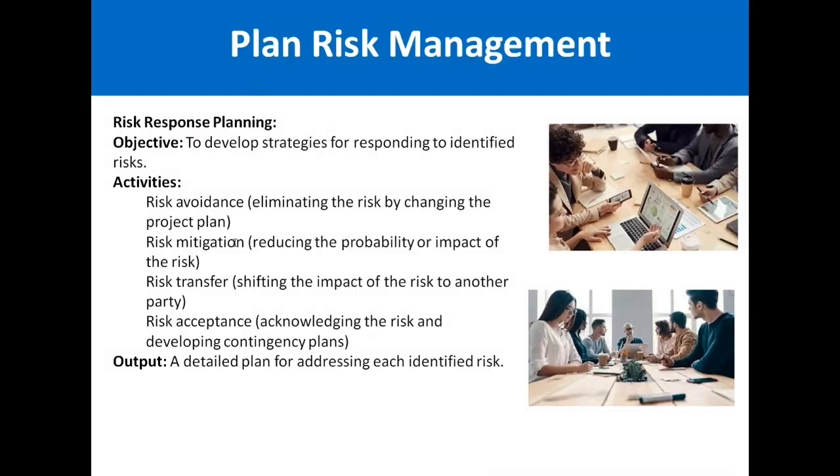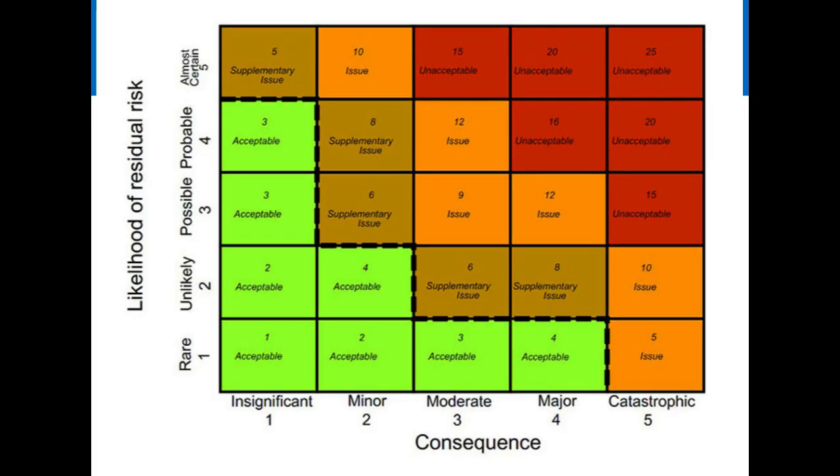Or you can do risk mitigation, like reducing the probability or impact of the risk. For example, if your team is not hands-on with the new technology, you can arrange training for them. So this is called risk mitigation. Risk transfer means shifting the impact of the risk to another party. For example, insurance is a type of risk transfer.